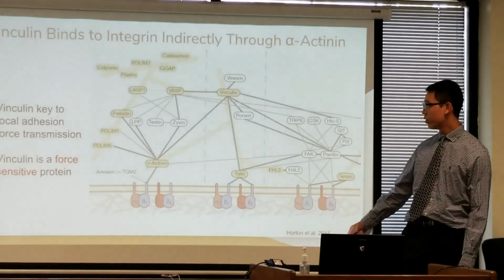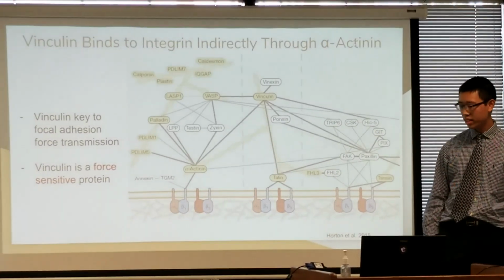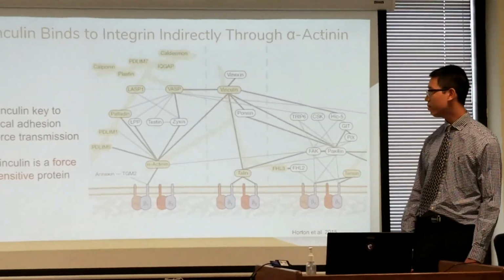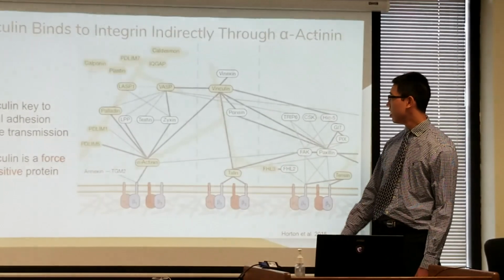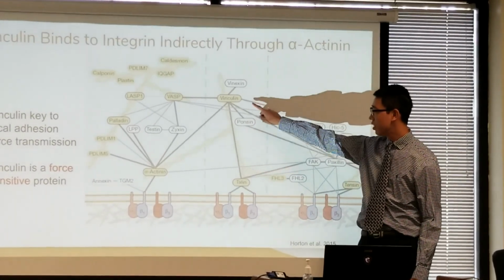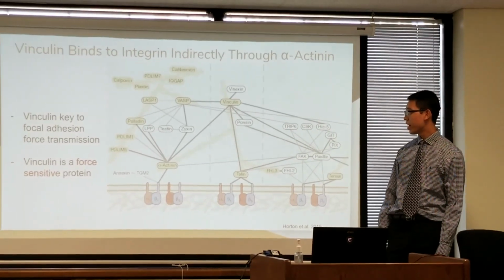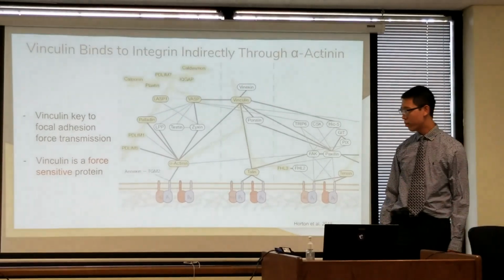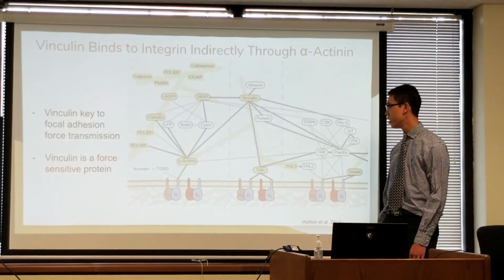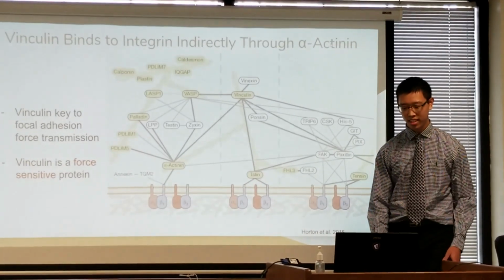In 2015, Horton and colleagues found this adhesome, which is just a database of all the interaction pathways between vinculin and other proteins. And here you can see the two main pathways are from vinculin to talin, and then vinculin to alpha-actinin. Our lab has been studying all these interaction pathways based on Horton's research, and knowing that vinculin is so important, we've already studied talin, and my project was to study alpha-actinin.